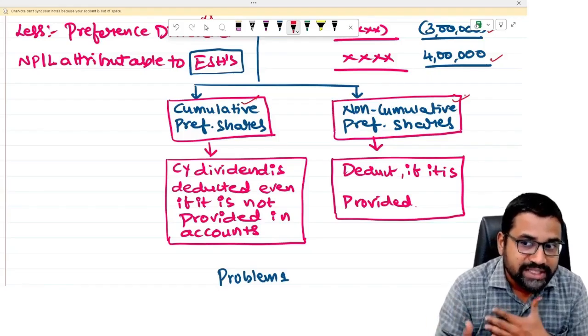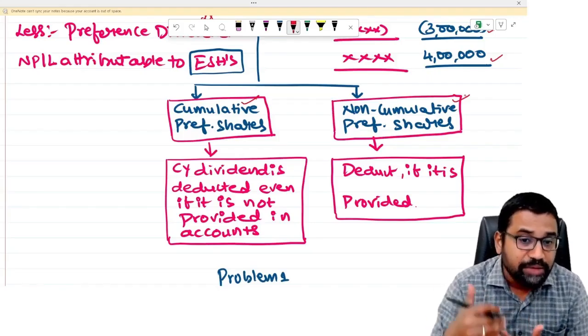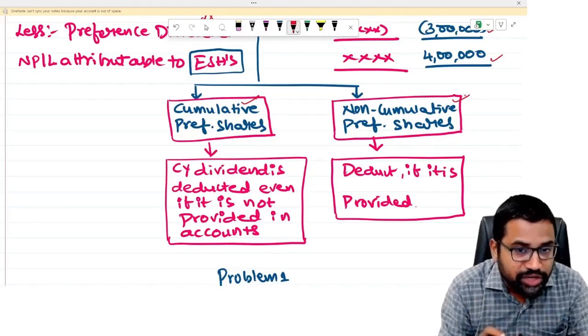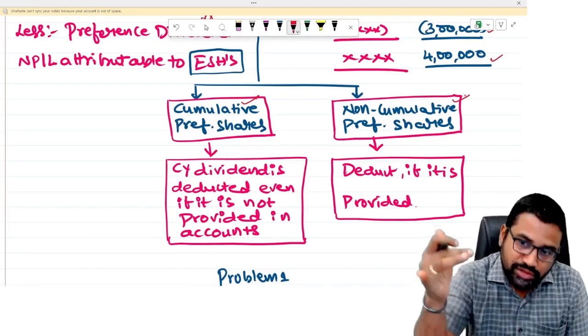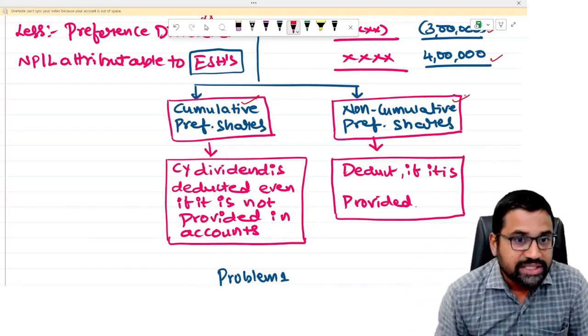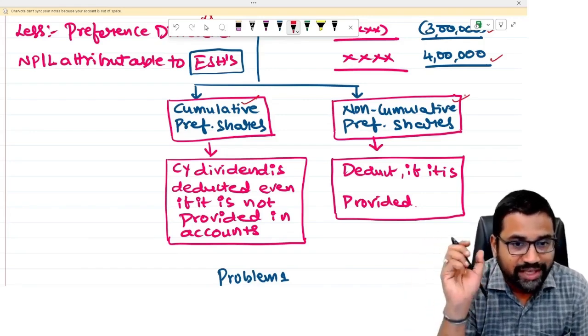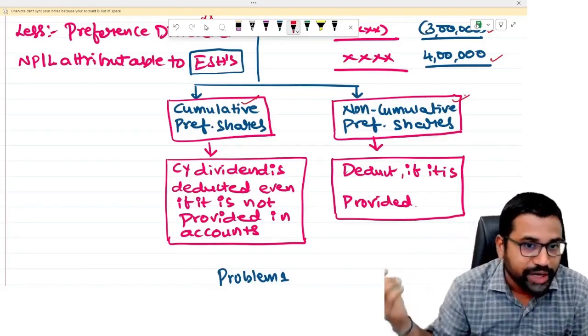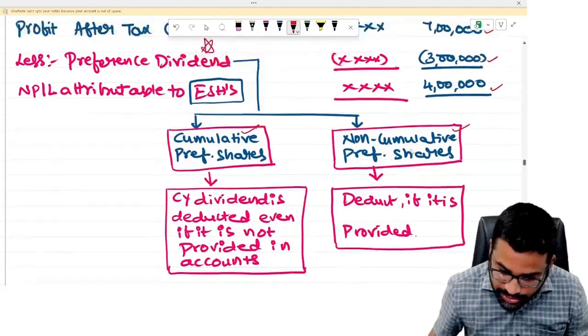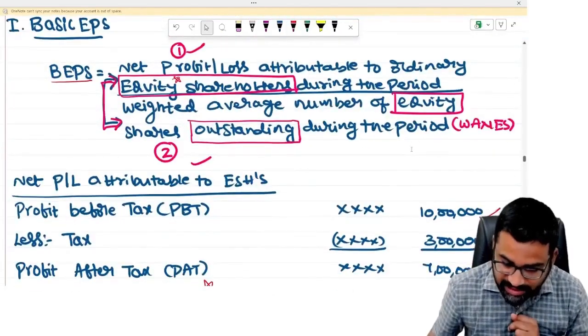Cumulative preference shares means generally the dividend will keep on accumulating, right? So in case of cumulative preference shares, even if it is not provided in the books, you have to reduce the current year dividend. In case of non-cumulative preference shares, ignore. Only if the dividend is provided or given, then you reduce, otherwise ignore. Okay, so this is the first thing about EPS calculation.